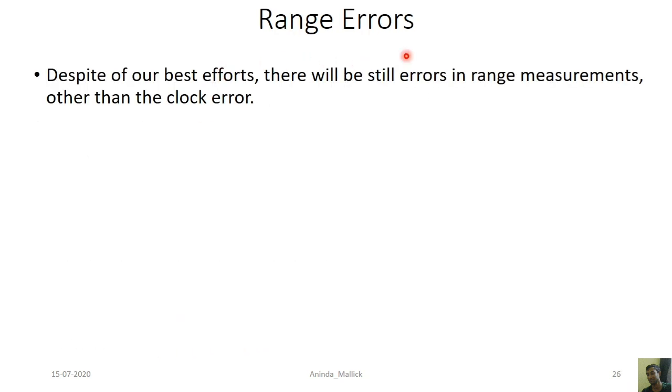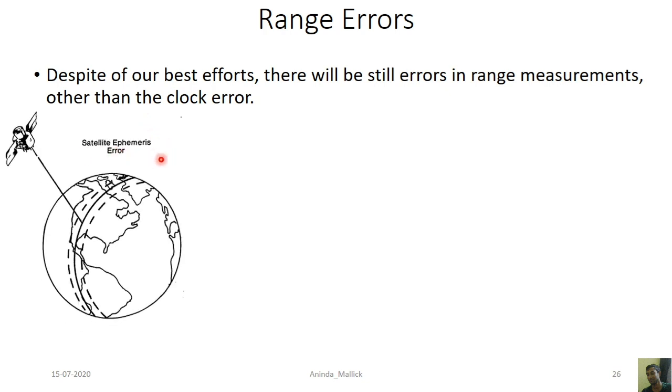So next one is range errors. Despite our best efforts, there will be range errors due to some other factors. Let's see those factors. The first one is the satellite ephemeris error. Basically, we are assuming the satellite is placed in that orbit, denoted by this solid line, but due to some error, the satellite is shifted from its actual orbit to this orbit denoted by this dotted line. We know the position fixing method depends on ranging, and we calculate the range from a known point. So if the known point, the satellite, is shifted from its actual point to another point, we will get an error in range.